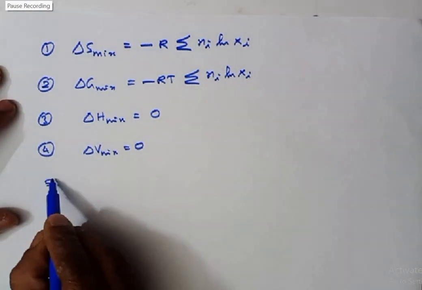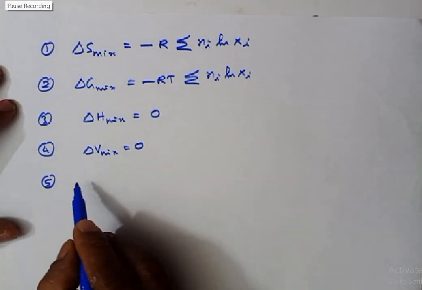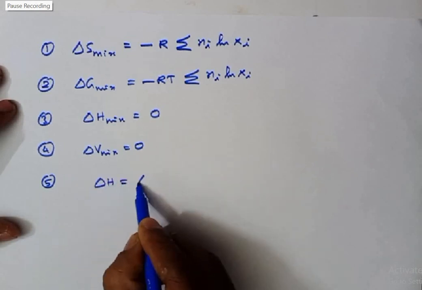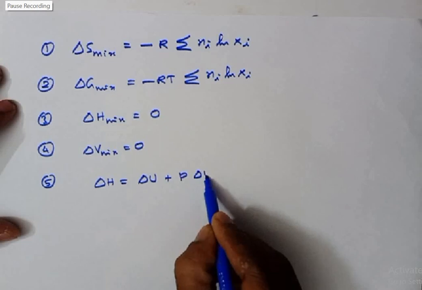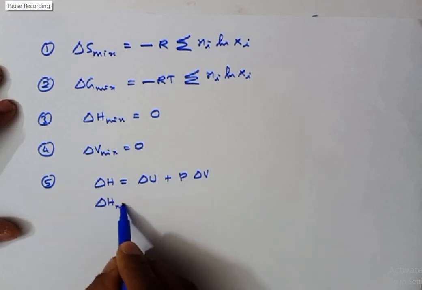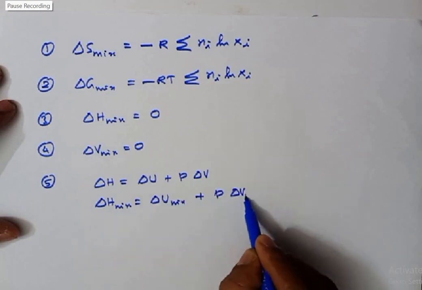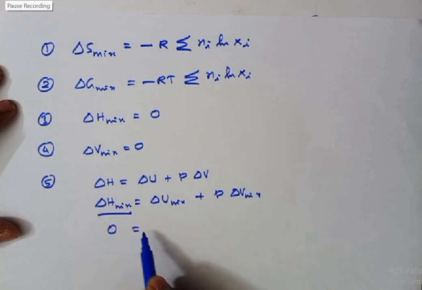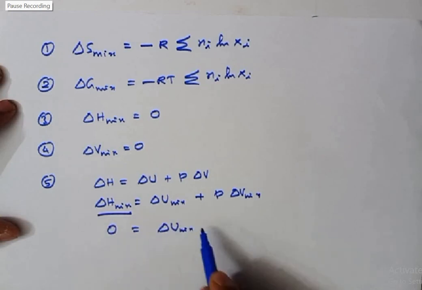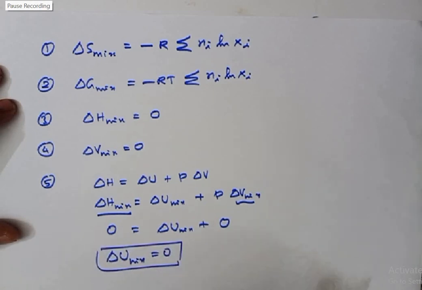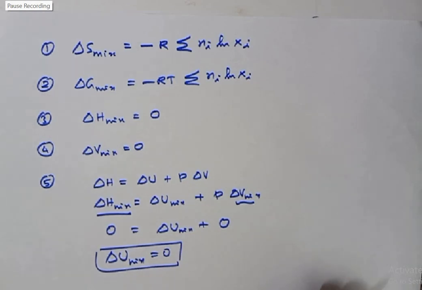Then fifth one, delta U mixing. You know very well, once you know delta V, you can calculate delta U also. Delta H is equal to delta U plus P into delta V. So delta H mixing equal to delta U mixing plus P into delta V of mixing. This is 0, you know. Delta U mixing we need to find out. Delta V mixing also 0, so this becomes 0. Therefore, delta U mixing, internal energy change of mixing, is also 0 for the mixing of ideal gases. Take note. Remember all these results.